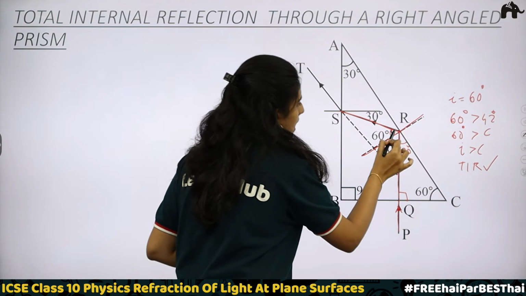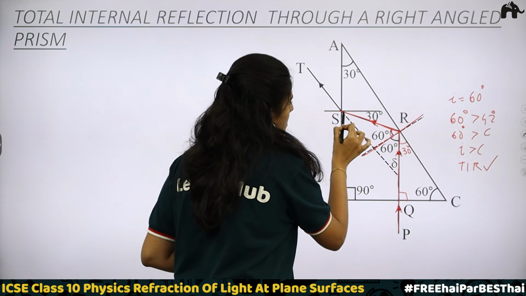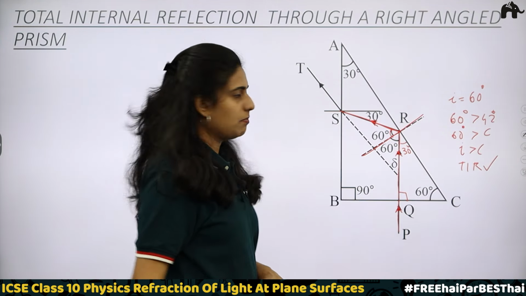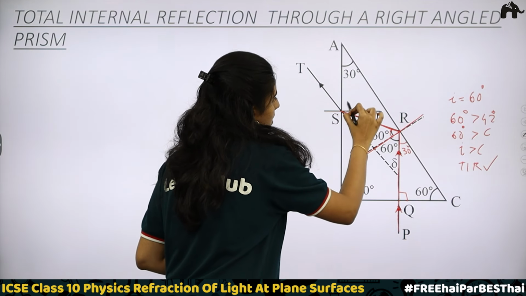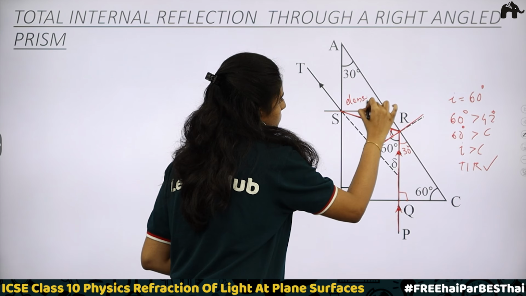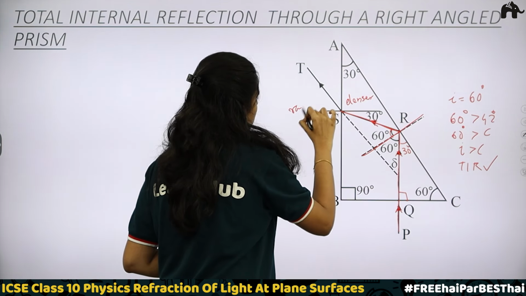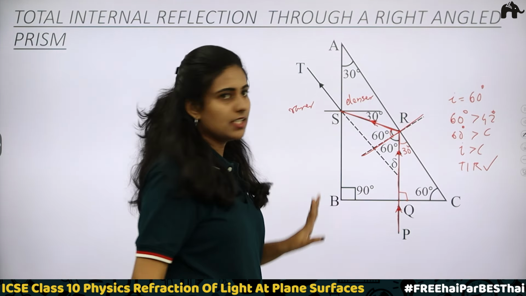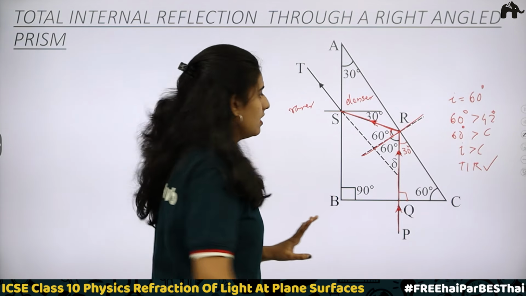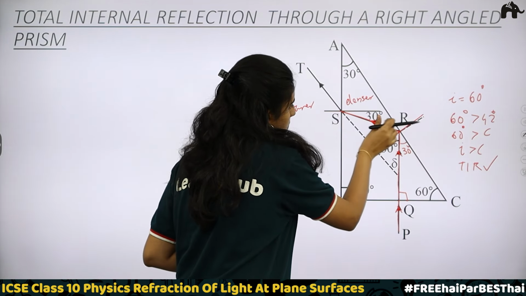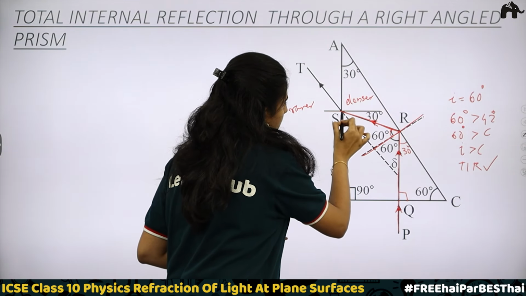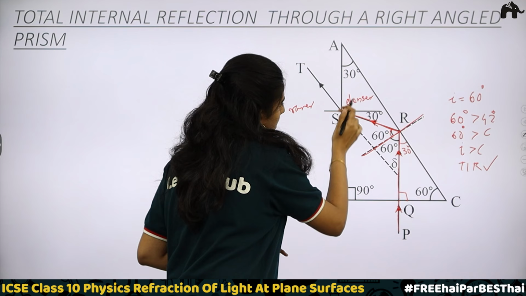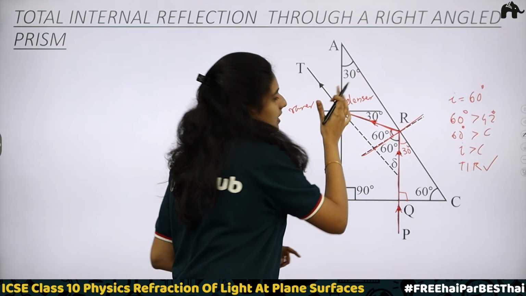Now the light ray which strikes this point, what happens? Here the light is travelling from a denser medium to a rarer medium. Is it normal incidence? No, right? Here we have 90 degree and this part is 30 degree. Since this part is 30 degree, we'll be having the light to be getting refracted.